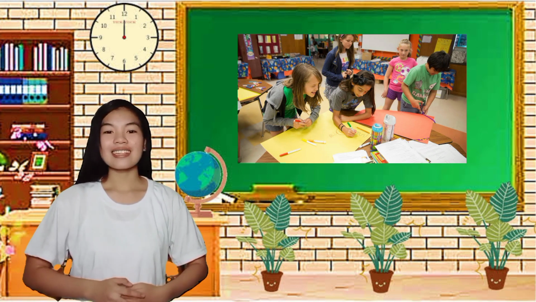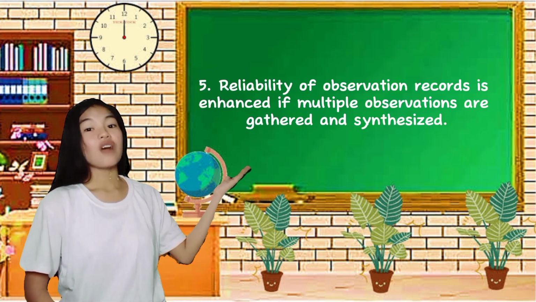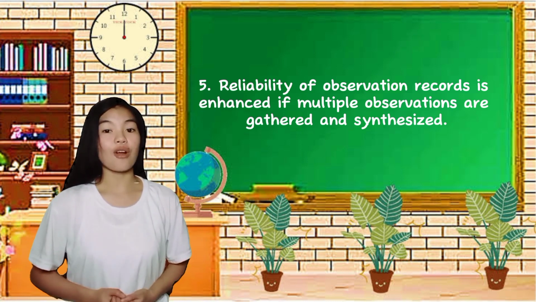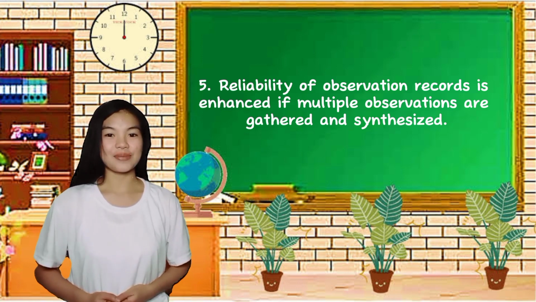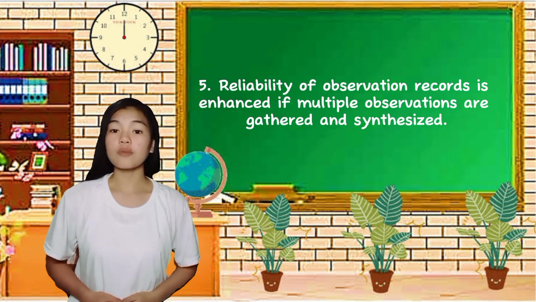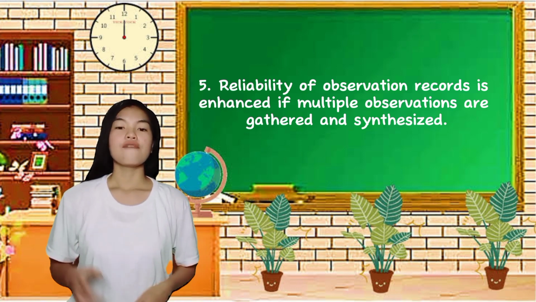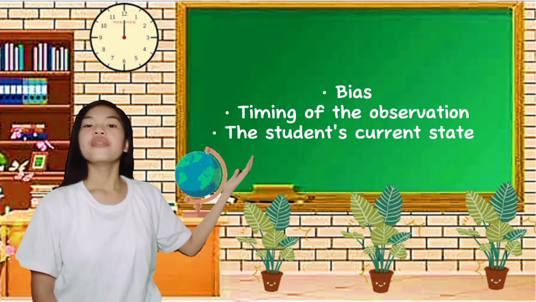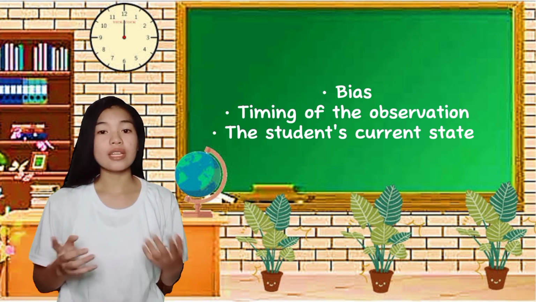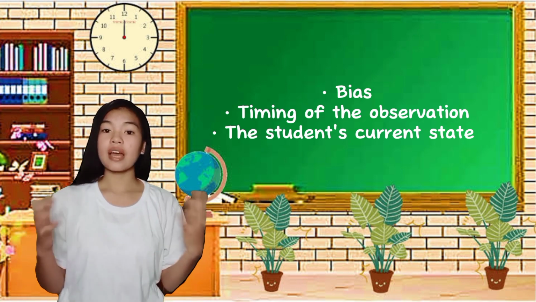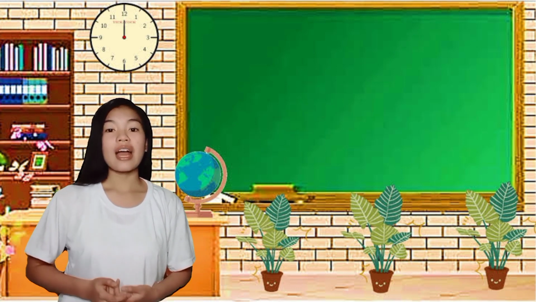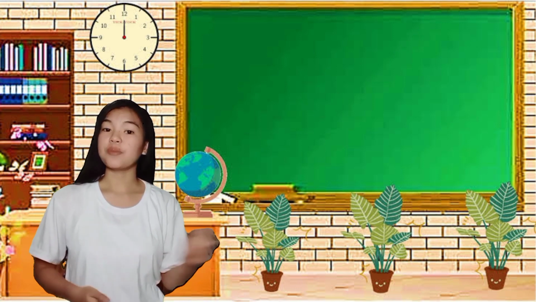And then, lastly, reliability of observation records is enhanced if multiple observations are gathered and synthesized. When it comes to assessing student progress, relying on a single observation can be unreliable. Factors such as biases, the timing of the observations, and the student's current state can all impact the accuracy of the assessment. By gathering and synthesizing multiple observations, however, a more accurate and reliable assessment can be made.